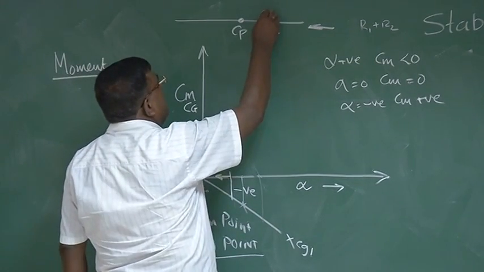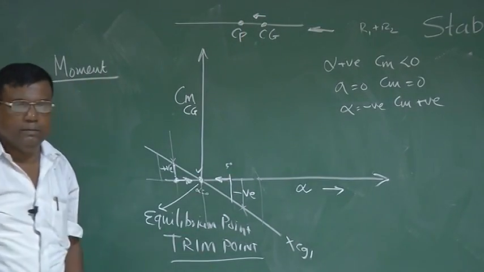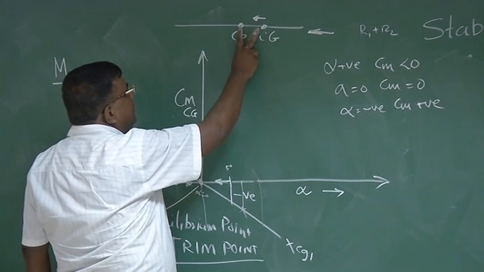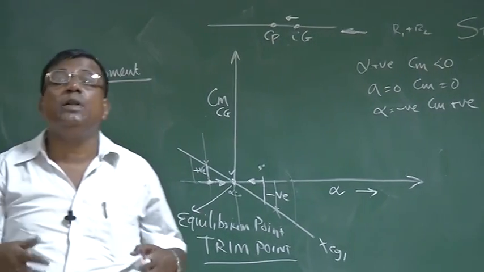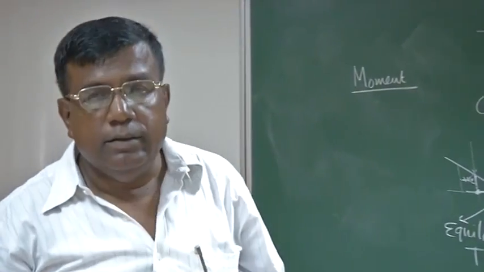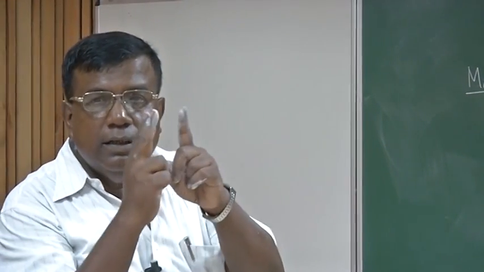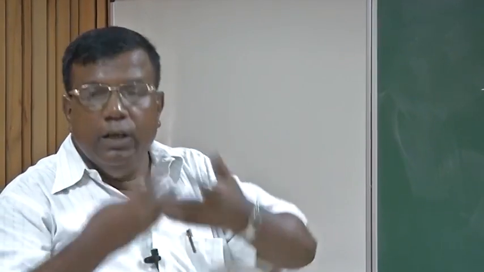Suppose I start drawing the center of gravity backward. What will happen? As I try to draw the center of gravity backward, the distance between Cp and Cg is going to reduce. So its initial tendency through the moment will increase or decrease for the same alpha? Because this moment arm is reducing, the initial tendency will reduce.